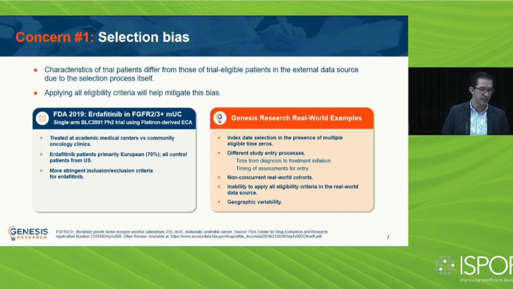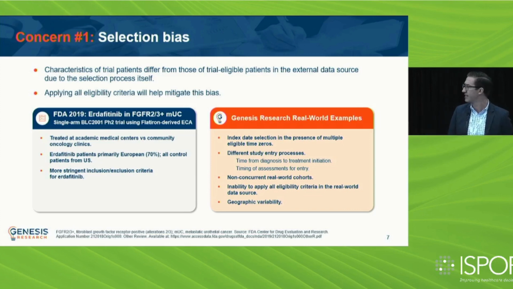One thing that happens quite often in these external control arms is that we end up using non-concurrent real-world data. And so ideally, we'd like to use data that coincides with the conduct of the trial. However, in practice, due to sample size concerns, we often need to use non-concurrent controls. And what happens in that scenario is, again, we might have things like changing standard of care that introduces a different type of patient into our eligibility for our trials.